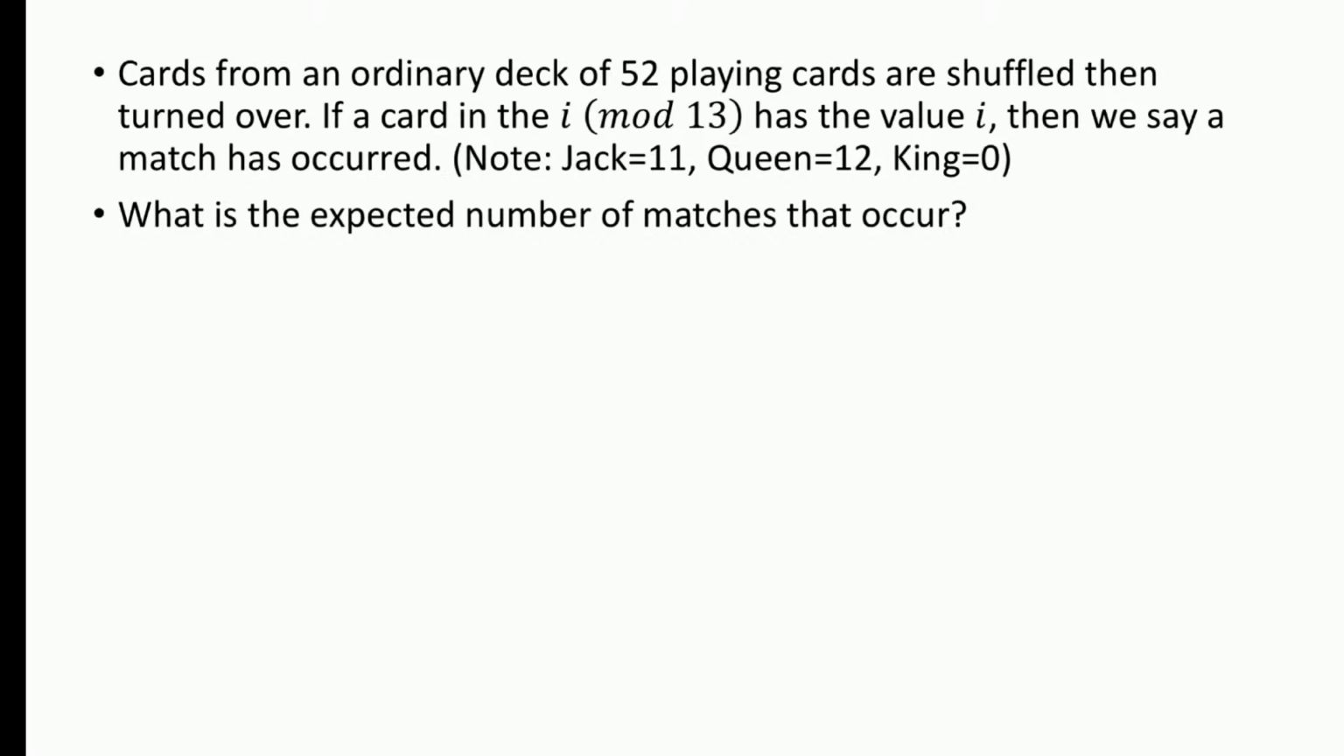5, 6, 7, 8, 9, 10, jack, queen, king. Nope. Ace, 2, 3, 4, 5, 6. Wait a minute. 4 matched. 6, 7, 8, 9, 10, 10 matched. Jack, queen, king. Okay, so I had 5. I had 5 match in that time.